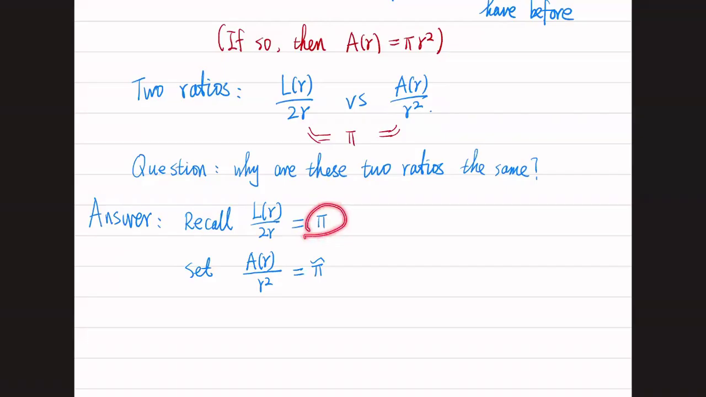Instead of pi, temporarily, I use a variation of pi. I put a hat on it. In the end, we will show these two are actually the same, but at the moment, potentially could be different. So now we have two ratios. We wanted to show the two ratios coincide.